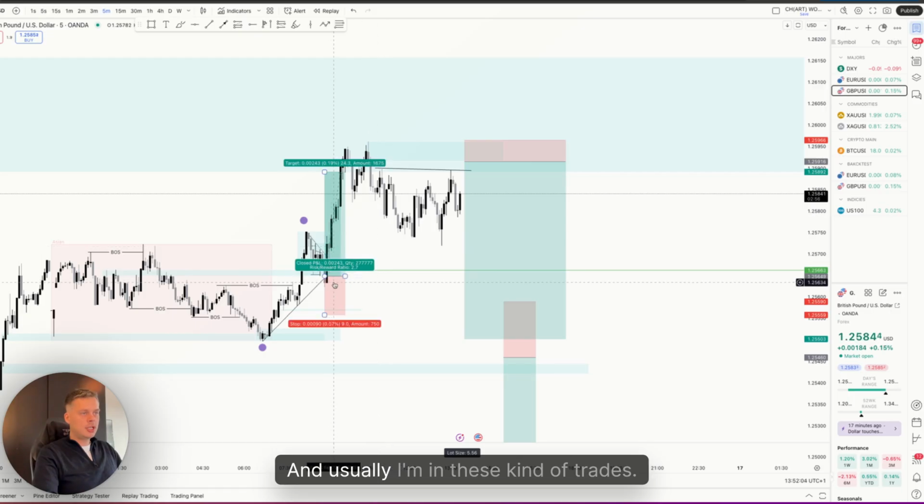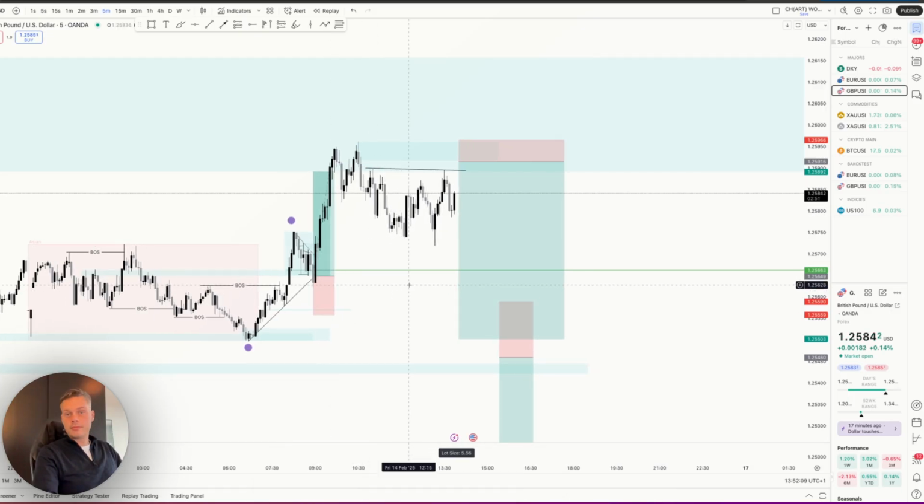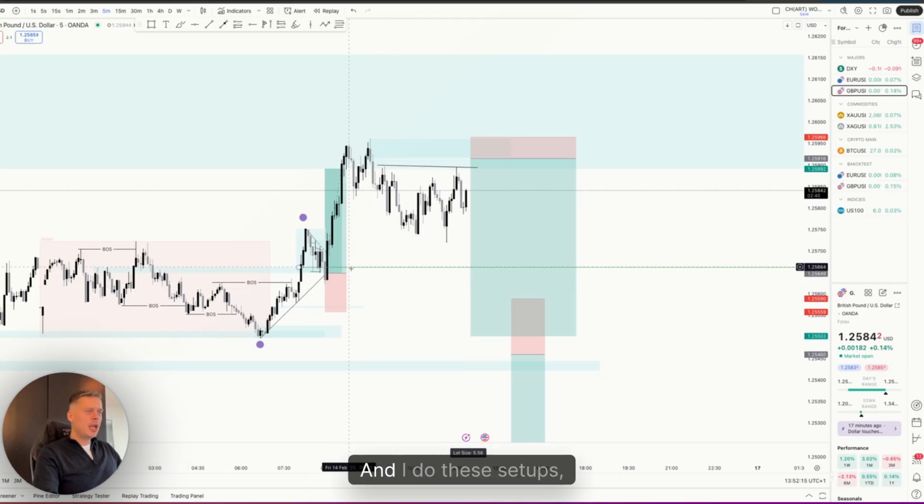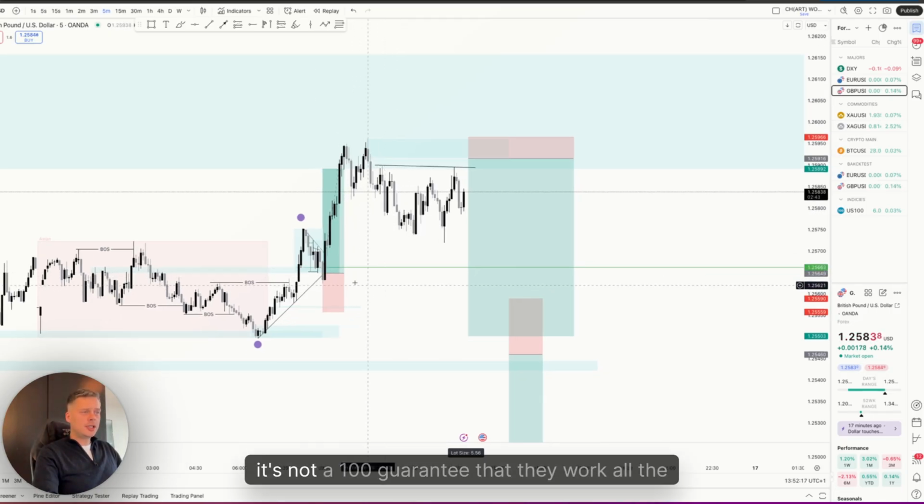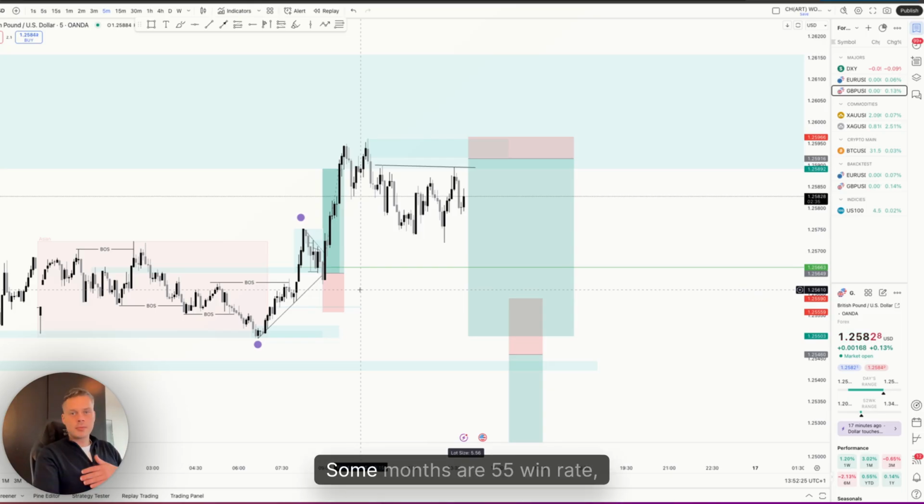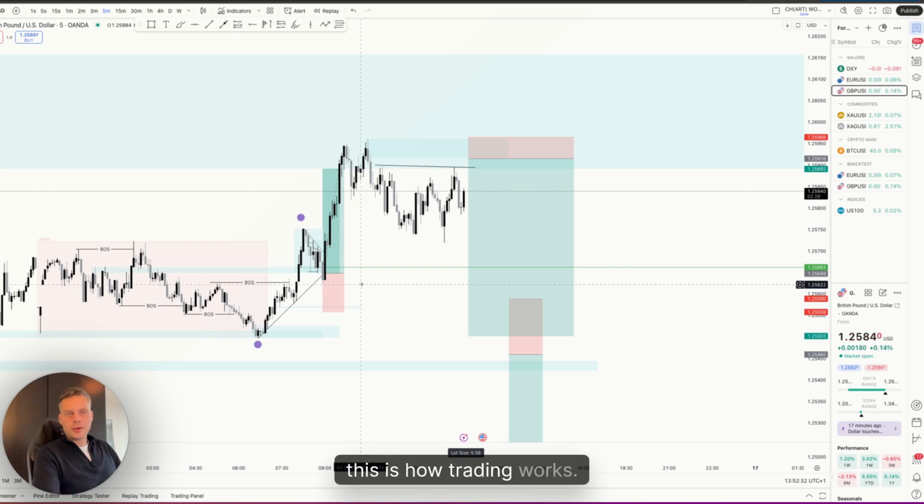And usually I'm in these kinds of trades, but sometimes I have a losing trade as well. That's for sure. It's not a 100% guarantee that these setups work all the time. They work 60-70% of the time. Depends on the month, depends on the year. Some months are a 55% win rate, some months are a 70% win rate. Yeah, this is how trading works.